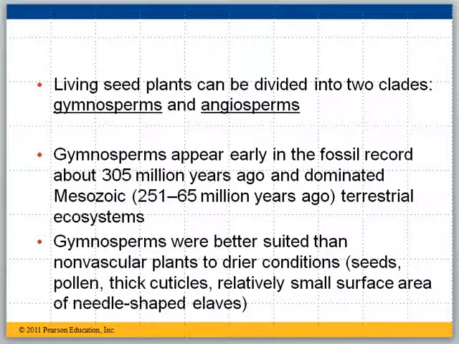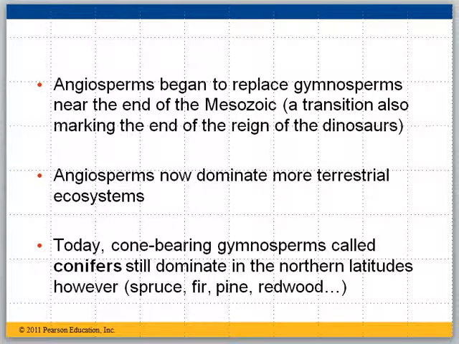The angiosperms that we're going to talk about next began to replace the gymnosperms near the end of the Mesozoic era, about the same time that the vast majority of the dinosaurs began dying out. So this was a transition period that also marked the end of the reign of the dinosaurs. And nowadays, angiosperms dominate the terrestrial ecosystems. There are far more angiosperm plants around you than there are gymnosperms. Today, cone-bearing gymnosperms, called conifers, still do dominate certain parts of our ecosystems. They particularly dominate in the northern latitudes, such as, say, northern North America, Canada.